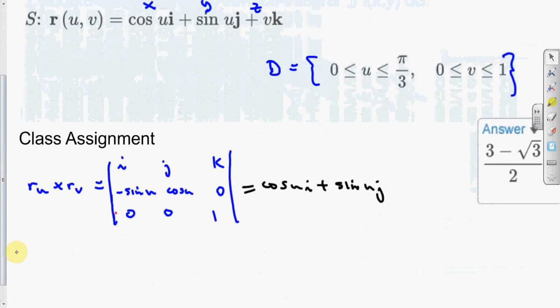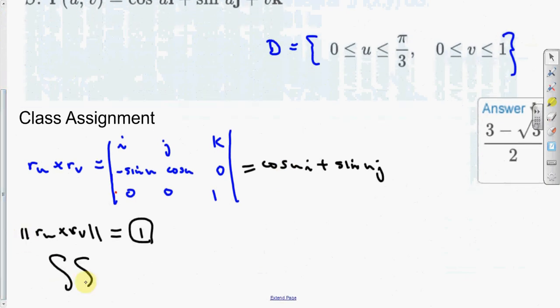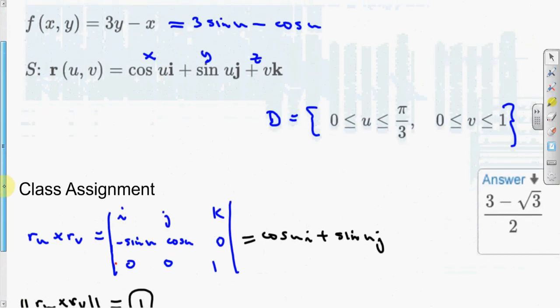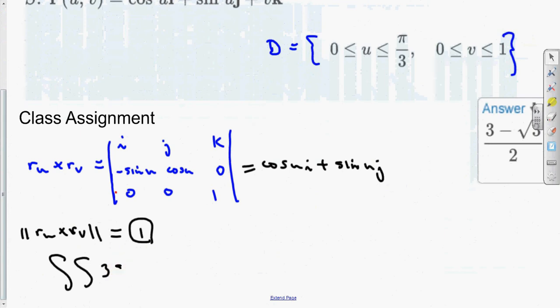Now, if it's just cosine and sine like that, its norm, do you agree with me, it's just 1? Because you take the cosine squared plus the sine squared, you get 1. The square root of 1 is just 1. So we have this double integral. Here, this was 3 sine u minus cosine u.